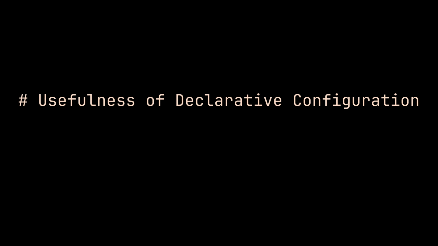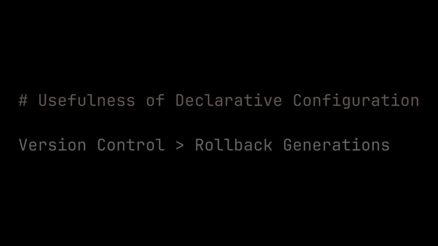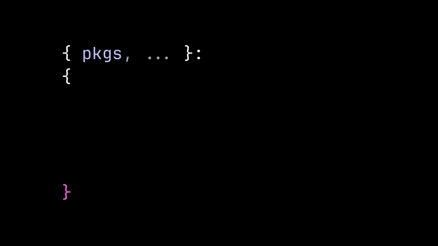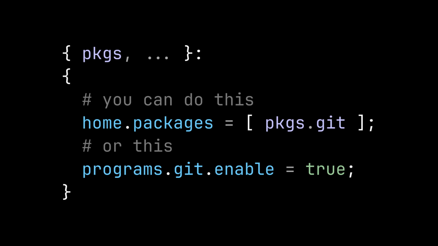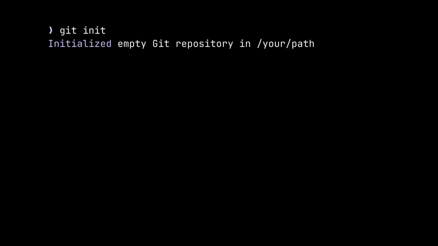So rolling back to past generations is very useful, especially in emergency situations, but the better way is to version control your configuration. So now let's initialize this directory as a Git repository and push it to a remote repository. If you don't have Git installed on your system, you can enable Git in your Home Manager configuration. So let's run git init to initialize this directory as a Git repository.